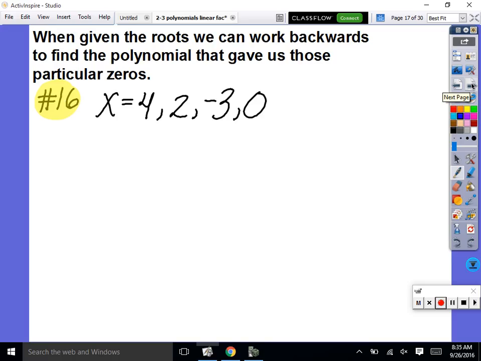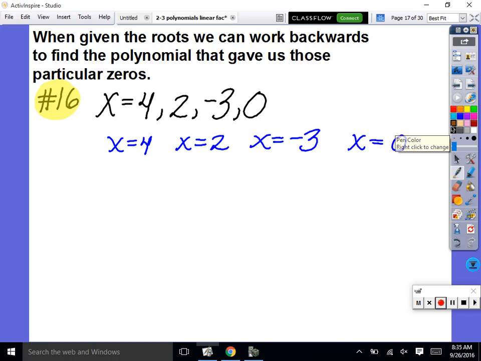So we're asked, given the solution, what's the polynomial? We have x equals 4, x equals 2, x equals negative 3, and x equals 0. We're working backwards to get the polynomial. So let's figure out the linear factors. They used to be set equal to 0 before we had solutions. So x minus 4 equals 0. Subtract 2, so we had x minus 2 equals 0.